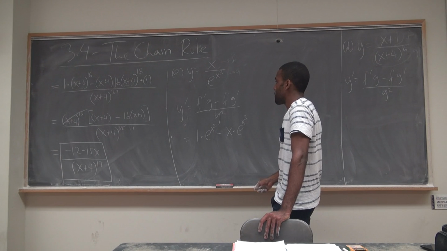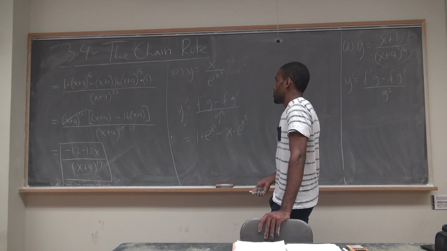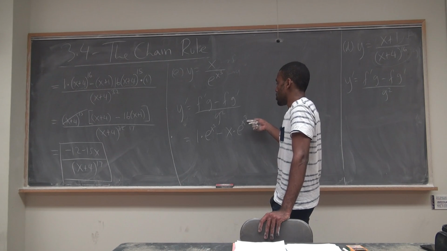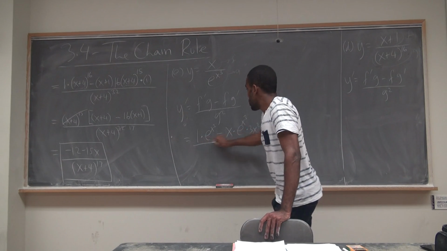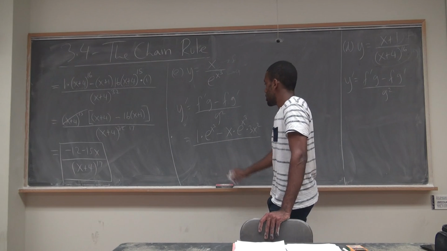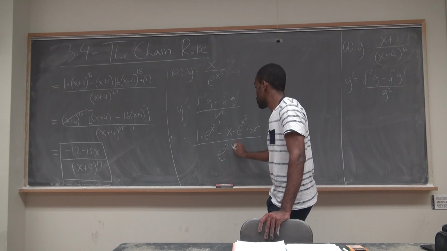No. How do you differentiate e to some power? Oh, times 3x squared. Times the derivative of the power. So it's the original function times the derivative of the power over this squared. That's e to the 2x cubed.